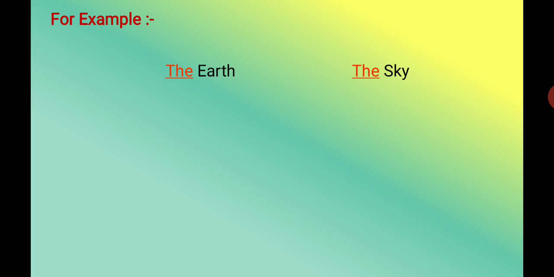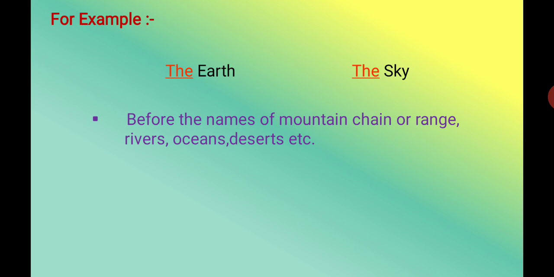Let's move on. The next rule: before the names of mountain chains or ranges, rivers, oceans and deserts, etc. Just read this rule carefully. Before the mountain chain or range, not a single mountain. If we are talking about a mountain range or mountain chain, then we can use the before them. Otherwise we cannot use the before them.